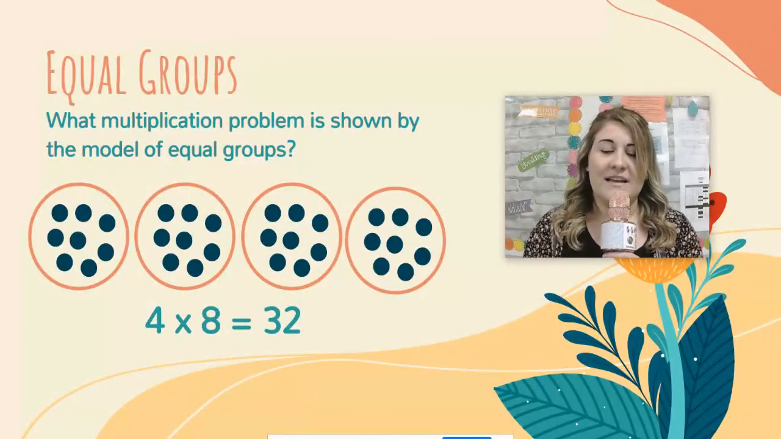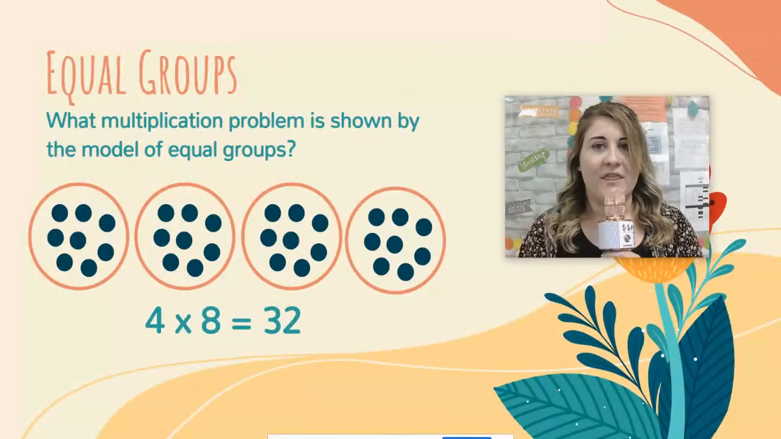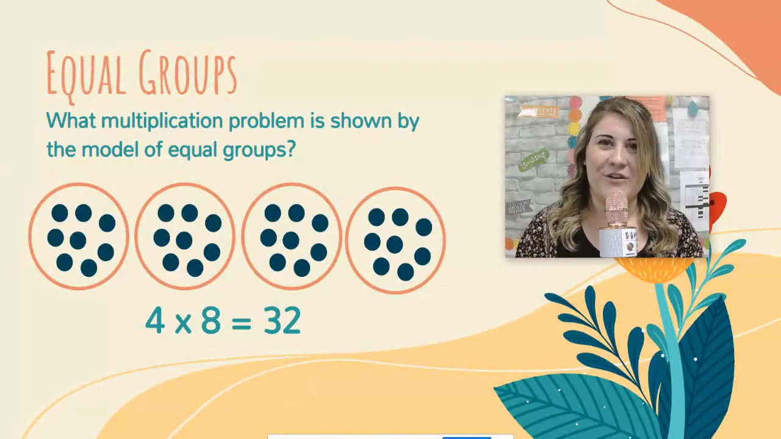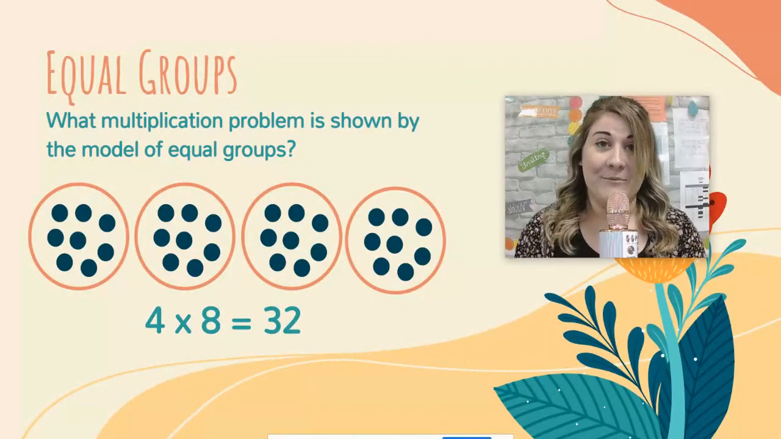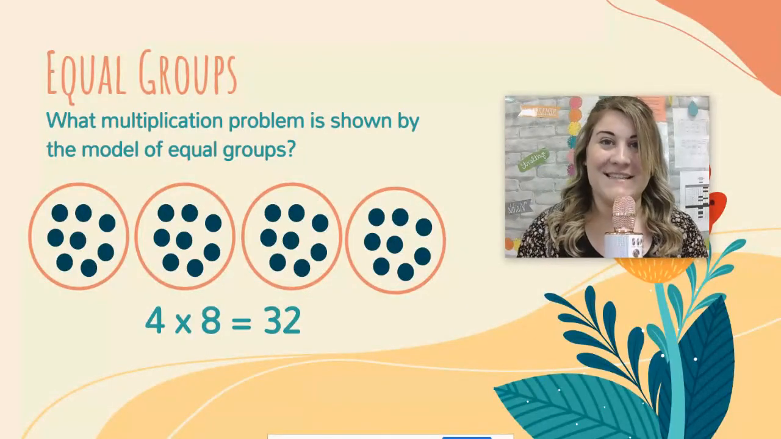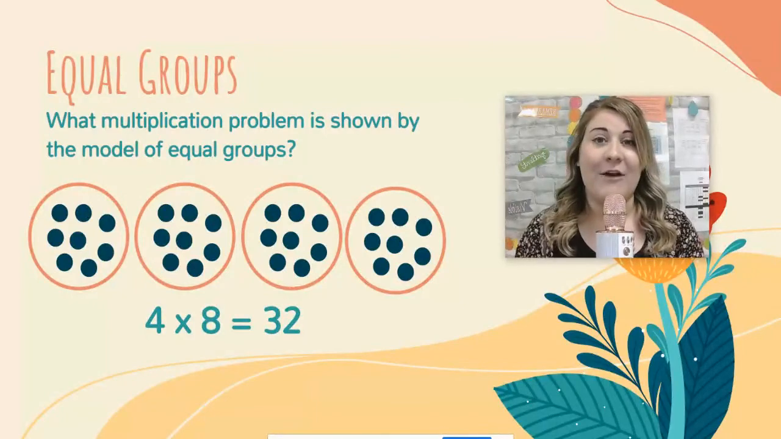Equal groups is a very easy strategy to figure out any multiplication problem. The things to watch out for: making sure that you draw the right amount of groups. So the first number is how many groups you draw, 4. Then putting the right amount in each group, making sure each group has 8 in it, because they have to have the exact same number in them. They're equal groups. And then counting them up correctly.